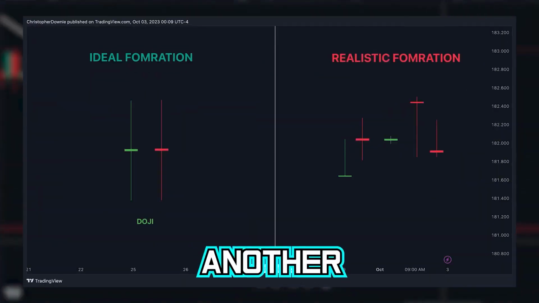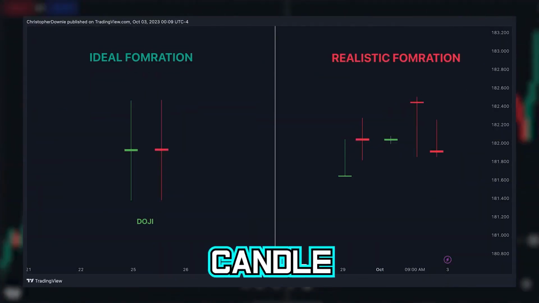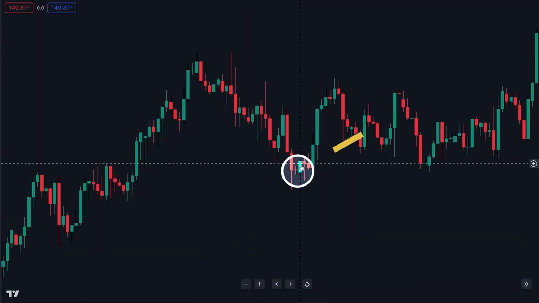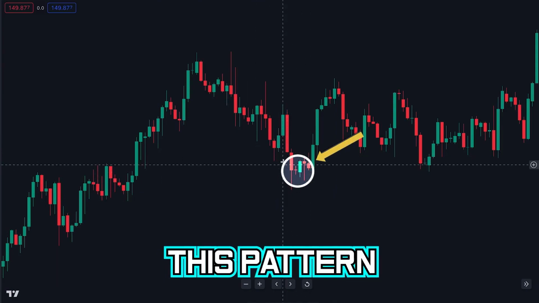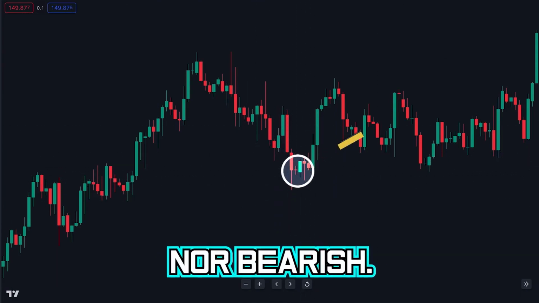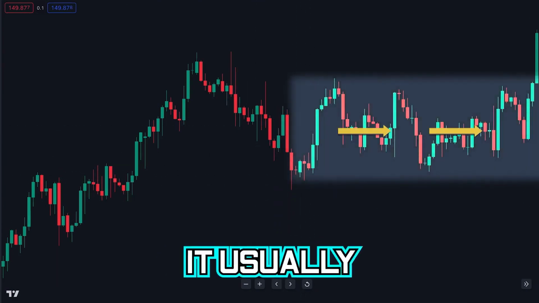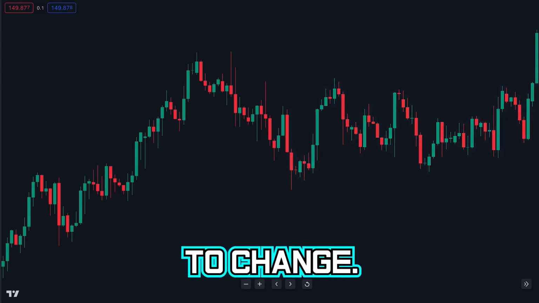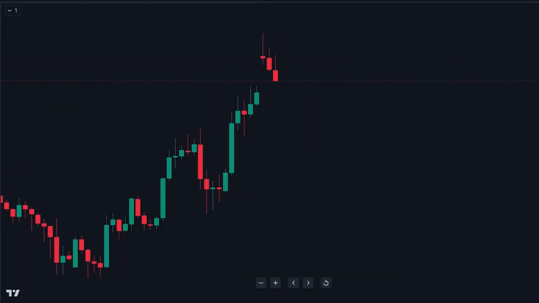Next we will discuss another popular one, and it's called the doji candle pattern. This is a candle pattern that signifies indecision in the market. This pattern is neither bullish nor bearish. When this pattern appears it usually means buyers and sellers are equal and price might begin to range. The pattern is defined by long wicks and a thin body.